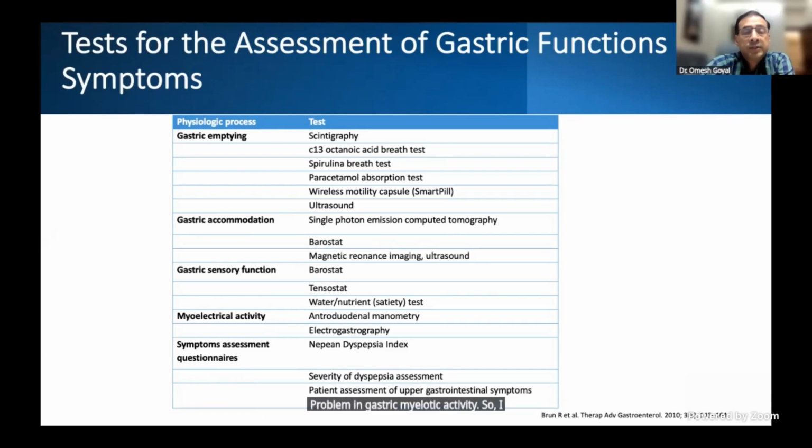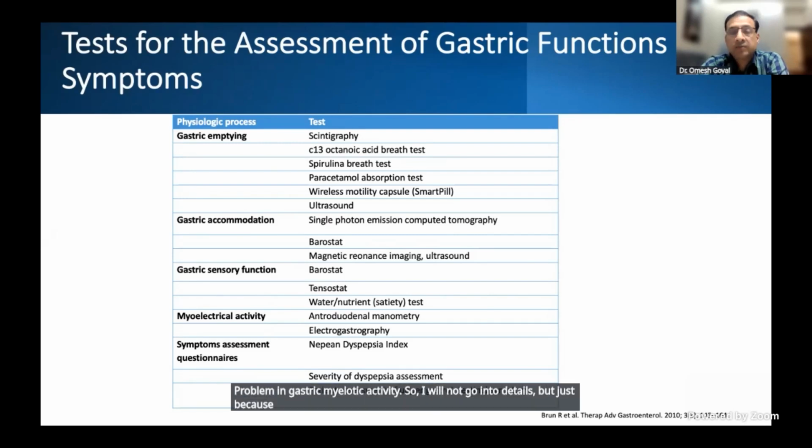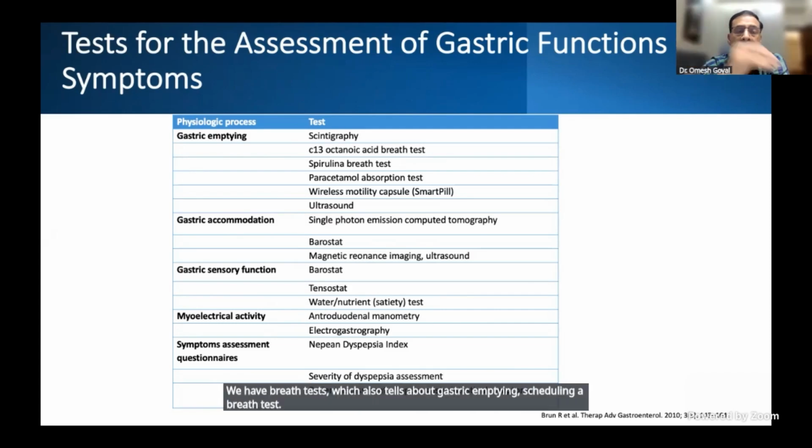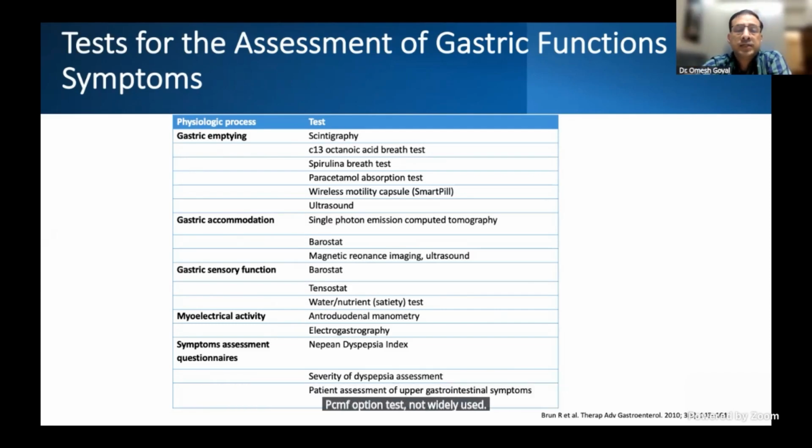I will not go into details, because it is not a part of today's talk, but we have scintigraphy, which tells about gastric emptying. We have breath tests, which also tell about gastric emptying, the spirulina breath test and the C13 breath test. The PCM absorption test is not widely used. Wireless motility capsule is not available in our country. Ultrasound plus electrogastrography can also help in knowing gastric emptying.